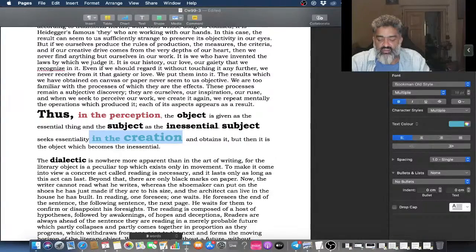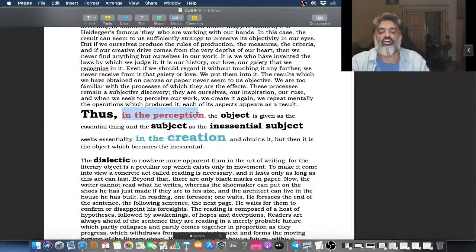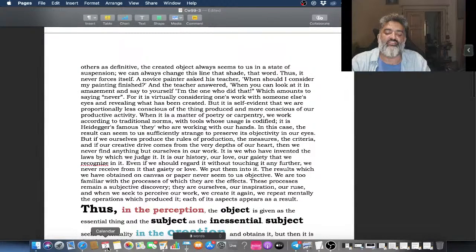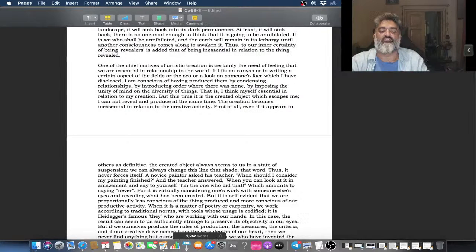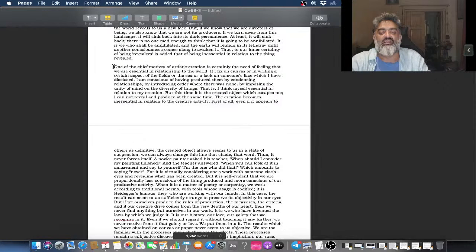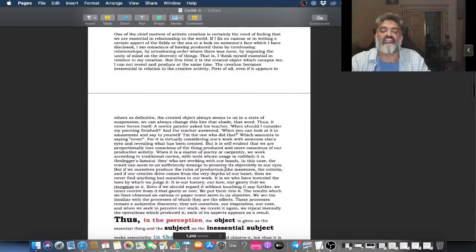Learning is an art form. So in the perception, object, in the creation, and I know this is the summary of the big paragraph. So what is he going to do in this big paragraph? Can you guess the content of this paragraph starting here and going till here? What is he trying to say in this very big paragraph?